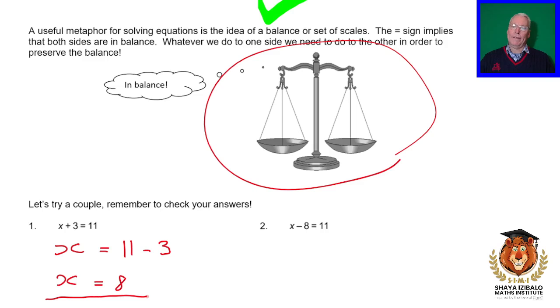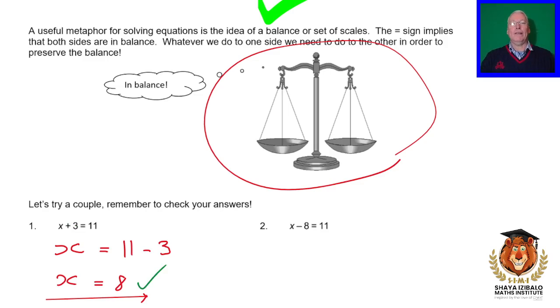We have subtracted 3 from both sides. And when we subtract 3 from both sides, we preserve, we keep the balance. Don't forget, before we go on, let's just check. If we put this answer back in here, 8 plus 3 is 11, equals 11. This is right. We've got it right.